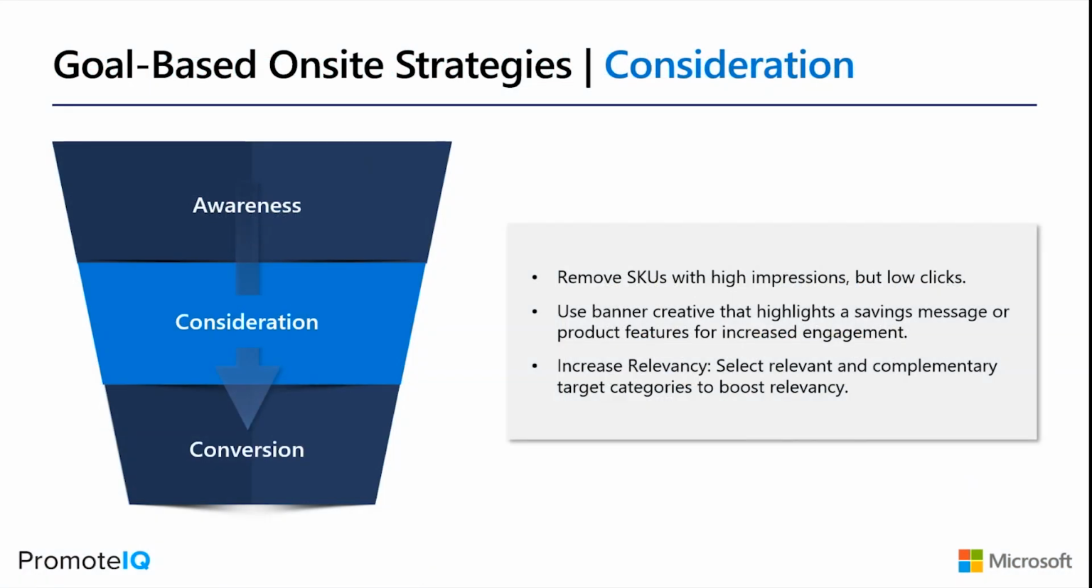Let's move to the consideration phase. You need to be visible while shoppers are adding to their baskets in order to receive clicks to your product. Optimize for consideration and drive higher click-through rate by selecting SKUs that receive more clicks and removing SKUs that receive high impressions but low clicks. Utilizing creative that highlights your product use cases and features, or including a savings message in your display banner campaigns is likely to increase engagement. And finally, increase relevancy by selecting relevant and available complementary targets for display campaigns.